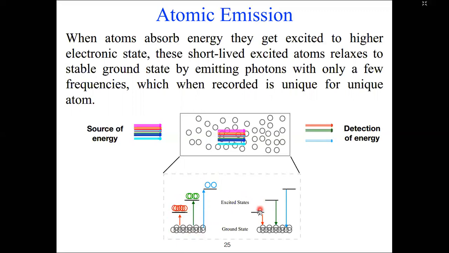So they come back. While they are coming back, they release a photon. That photon's energy is the energy difference they observed earlier. So they release red light, green light, and blue light, and this light will be detected. Once detected, you can determine the atoms present in the sample.